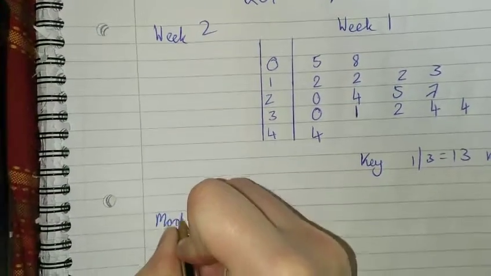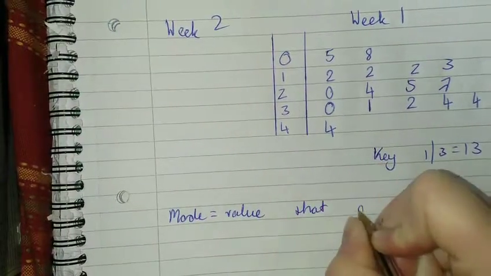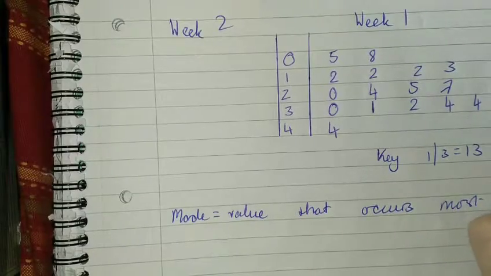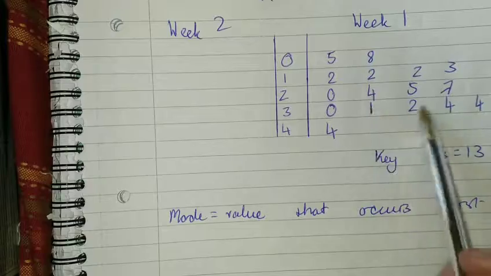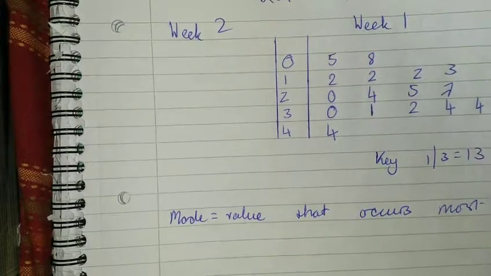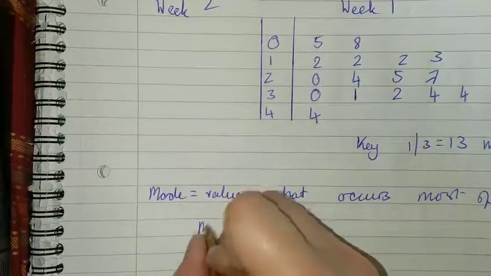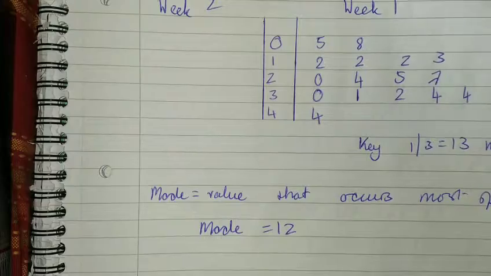So the mode is the value that occurs most often. If we look at all our values, we have 12s, we have 3 of them, and we don't have anything else that we have 3 of, because we have 2 34s and 1 44. So the mode is going to be equal to 12.